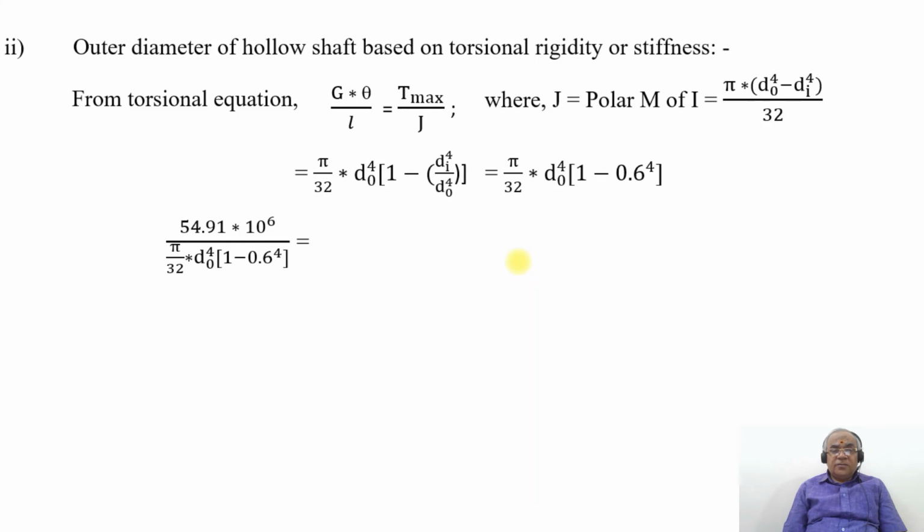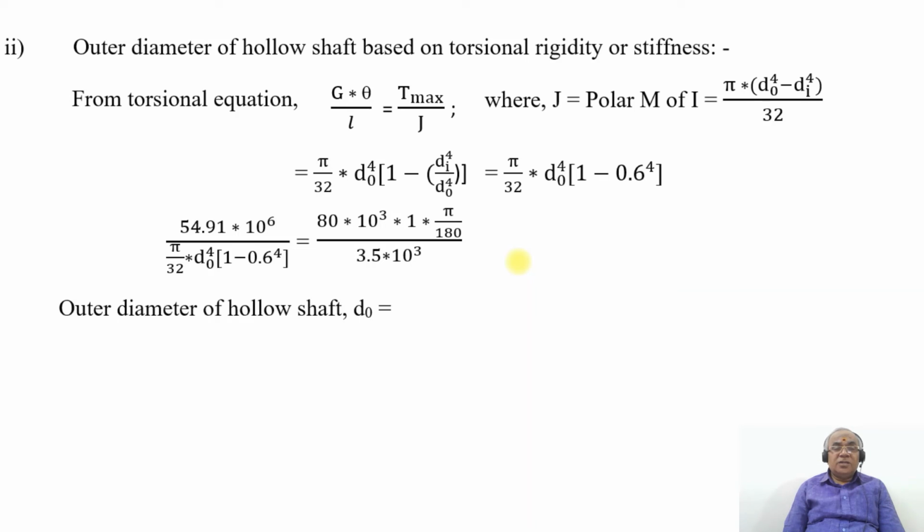Therefore, you are going to get the value of T max by J: 54.91 into 10 to the power of 6 divided by pi by 32 into d naught to the power of 4 into 1 minus 0.6 to the power of 4, which will be equal to 80 into 10 to the power of 3 into 1 into pi by 180 divided by 3.5 into 10 to the power of 3. So on further cross multiplication and simplification, you are going to get the outer diameter of the hollow shaft, which is d naught, equal to 200.3 mm, which will be approximated to 200 mm.